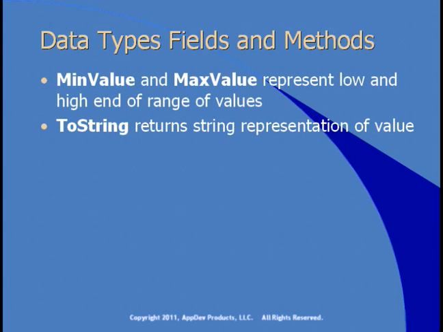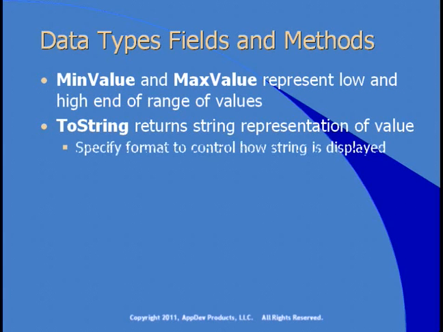In addition, you can use the ToString method, which will return a string representation of a value. And you can then specify how you want the string to be displayed. So for example, you could specify that you want an integer displayed with commas separating the thousands. Now this isn't limited to integer data types. In fact, most of the data types that you'll be using have MinValue, MaxValue, and ToString.